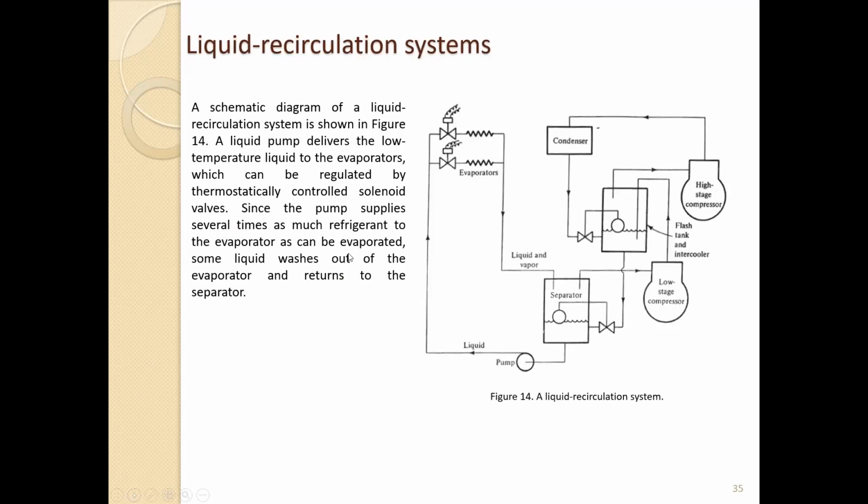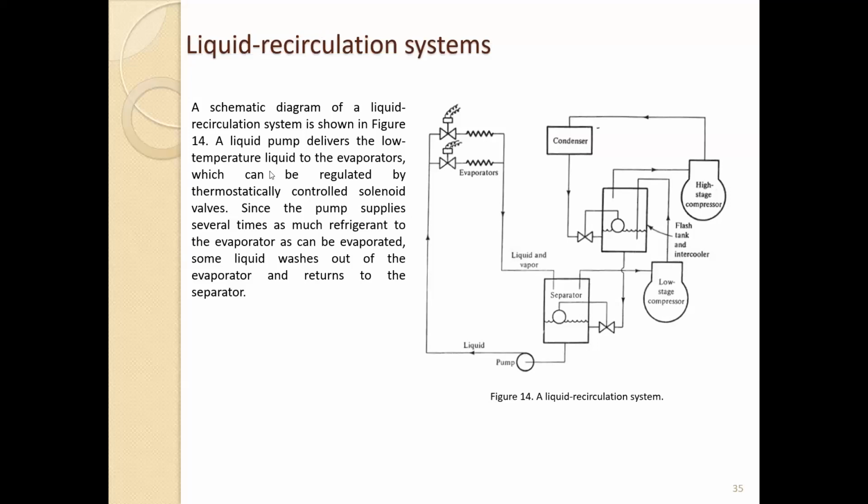Okay. Liquid recirculation system. Ito. So, schematic diagram of liquid recirculation is shown in figure 14. So, instead na ito evaporator, gumawa siya ng isa pang separator tank. So, ito yung tinatawag na recirculation. Recirculate niya yung liquid, lahat ng liquid. Ito, kasi liquid and vapor, tatanggalin niya yung vapor, punta doon, yung liquid naman dito.